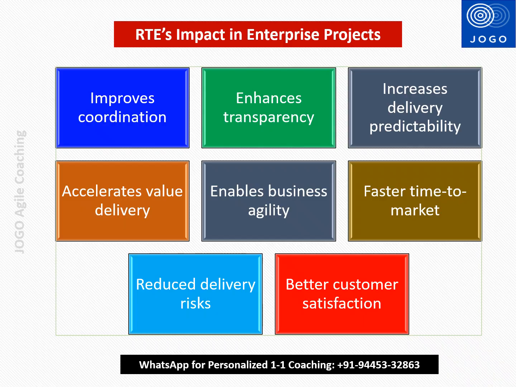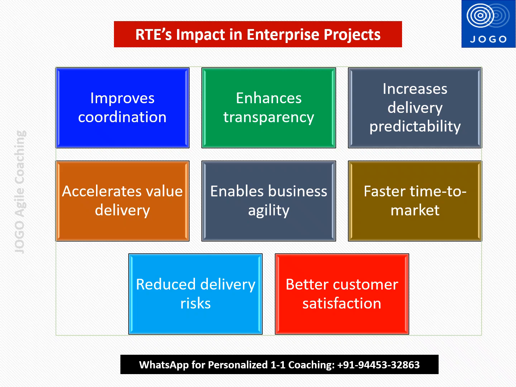The third impact created by an RTE is increased delivery predictability. RTE will work with all the Scrum Masters and all the teams and ensure that the delivery is predictable. That means whatever the team commits to as a goal is met, maybe 95% or 100%. So those metrics will be helpful to predict the future deliverables. So the key benefit is increasing the delivery predictability.